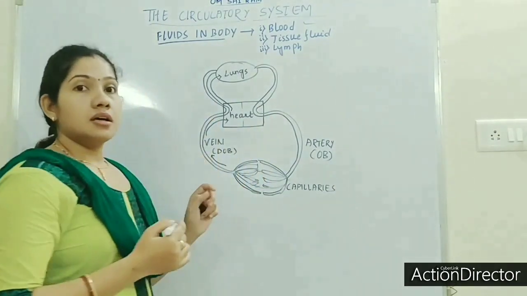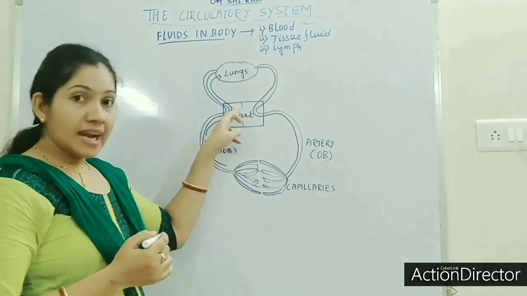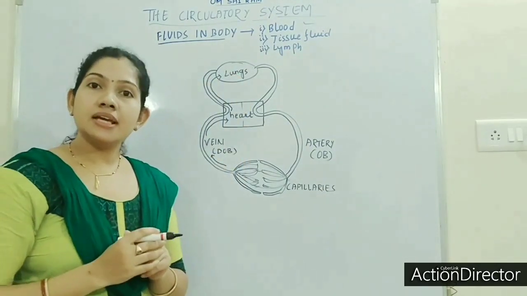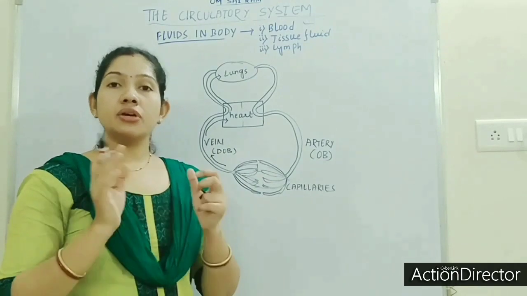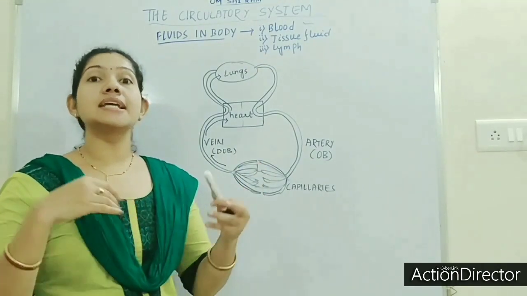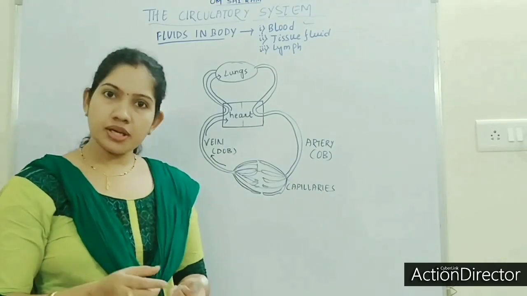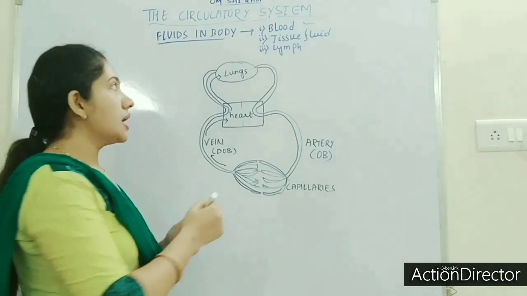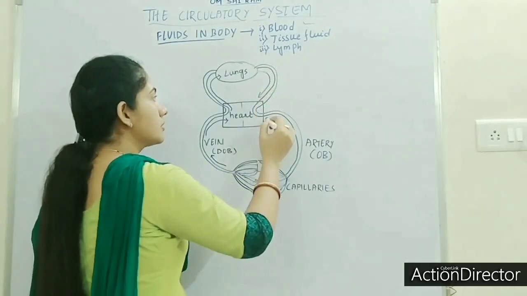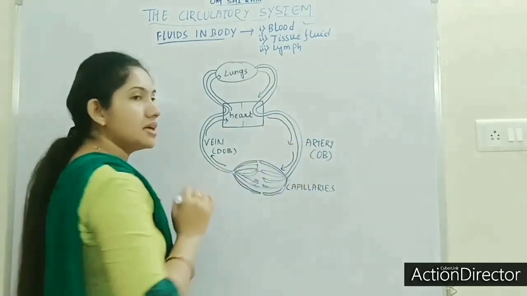So after the deoxygenated blood enters the heart, the heart will send this deoxygenated blood to the lungs. Why? To purify it. Okay, the lungs will purify the waste blood, or the deoxygenated blood, into oxygenated blood. Okay, and that oxygenated blood will again be carried by the arteries.